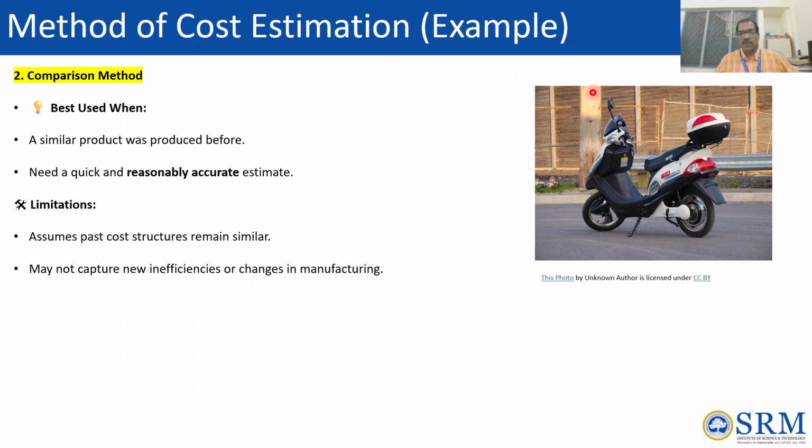When is it suitable? When a similar product was produced previously in the particular industry. When you have already produced a similar EV vehicle in your industry, but with some other battery, lead acid instead of lithium-ion, you can use that information and the changes you are going to put in for the new one. It is used when you need a quick and reasonably accurate estimation.